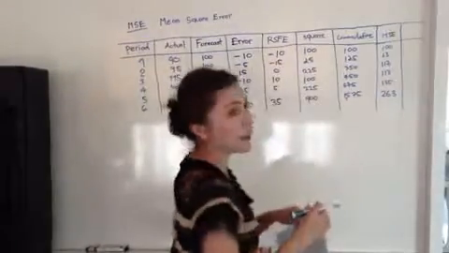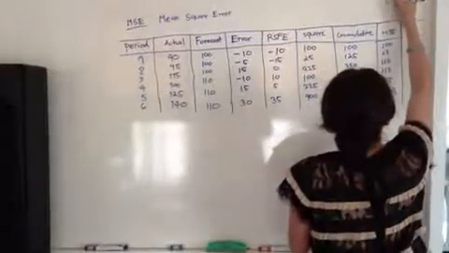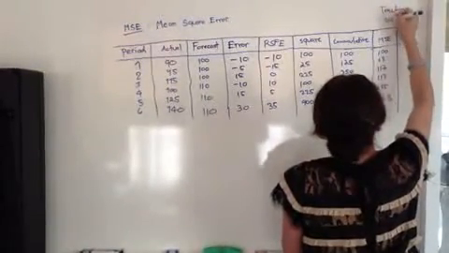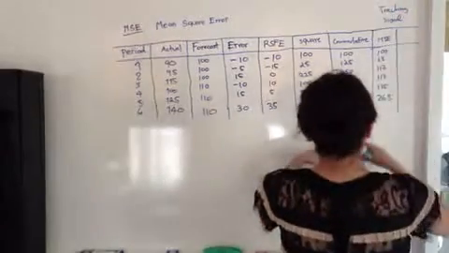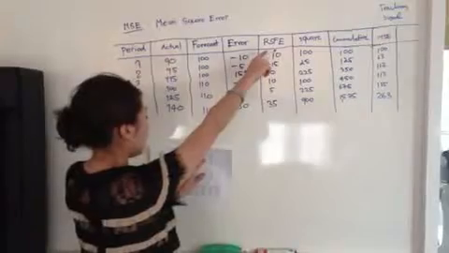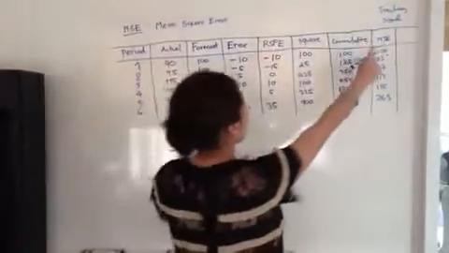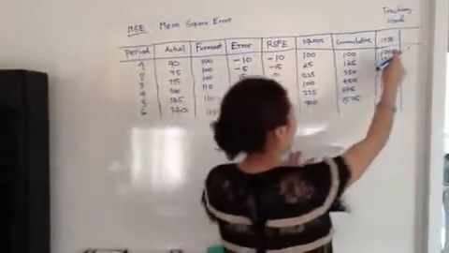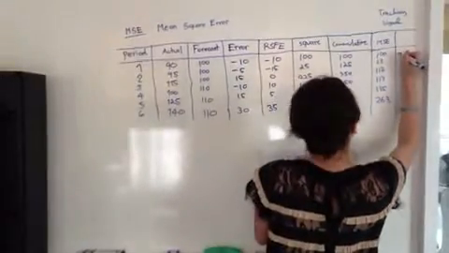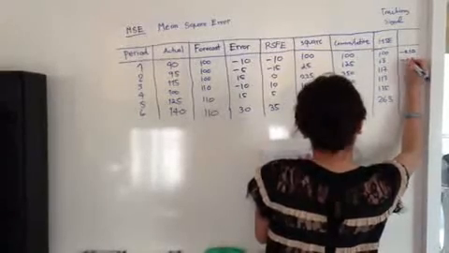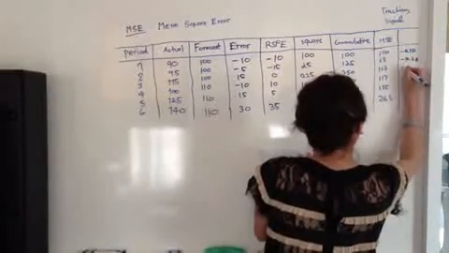Okay, the last one is the tracking signal. I will write a note here because there is no space left. The way you can find the tracking signal is you get the RSFE column and divide it by MSE, so you get minus 10 divided by 100, which is minus 0.10. So you do the same thing to the rest of the column.